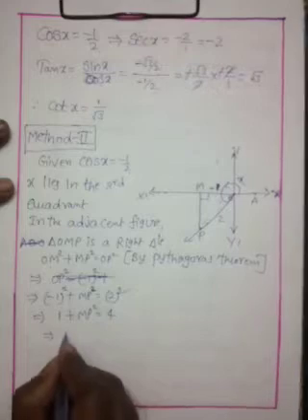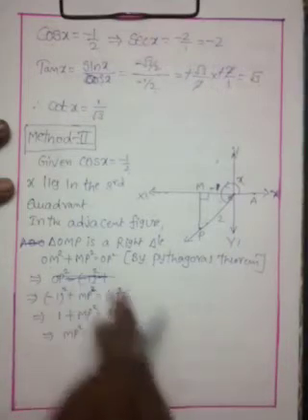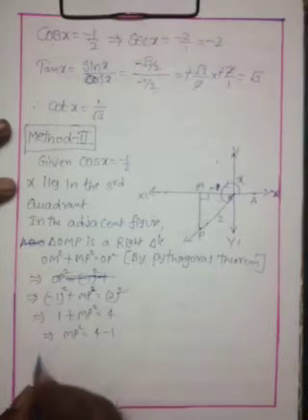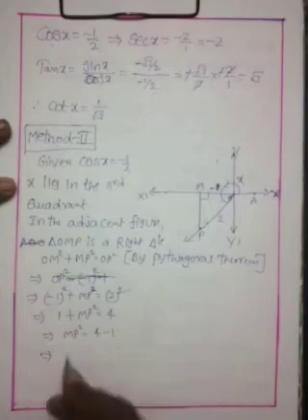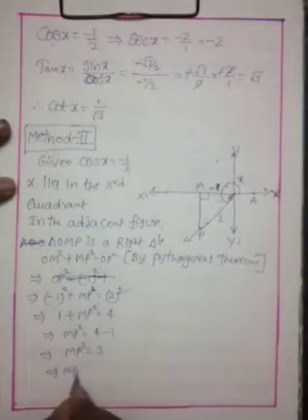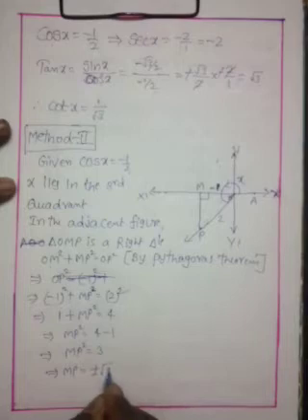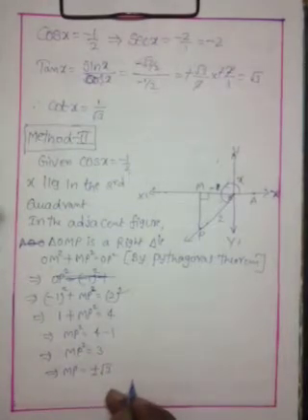Right. This implies MP square is equal to 4 minus 1. We are sending plus 1 to RHS. Then what will you get? 4 minus 1. Understood this statement, children? Right. Then MP square is equal to 3. This implies MP is equal to plus or minus root 3.